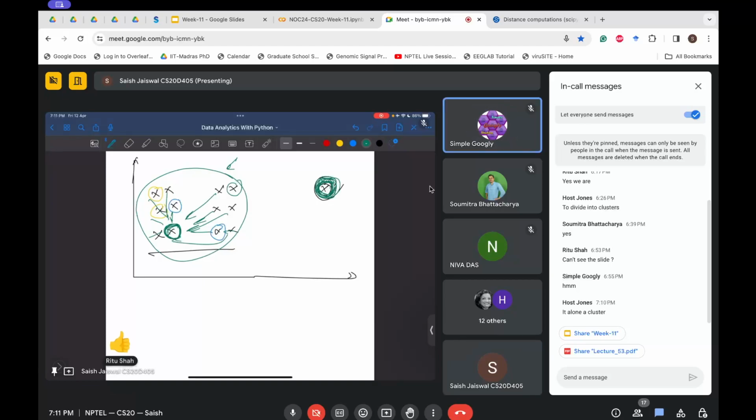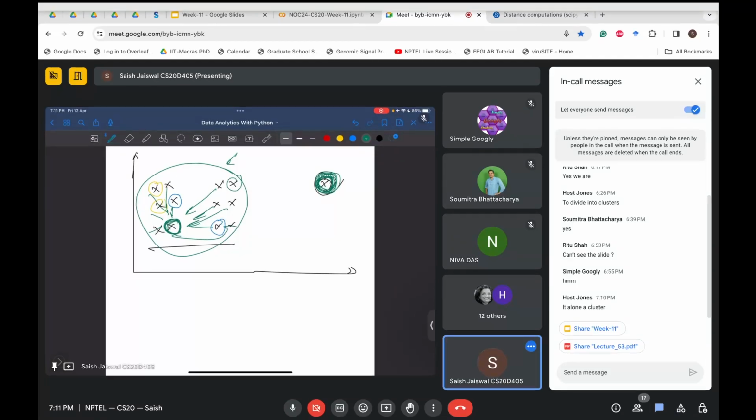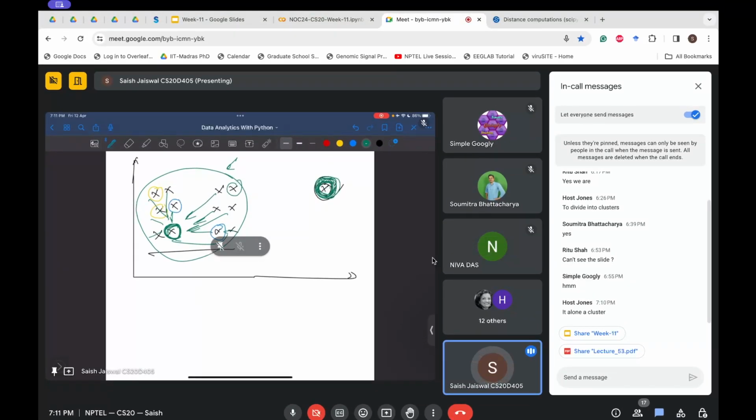Yes, clear. So how do we resolve this issue? If we have outliers in our data, instead of the mean, what is the measure of central tendency that can be used to avoid this issue? Mean is very sensitive to outliers.